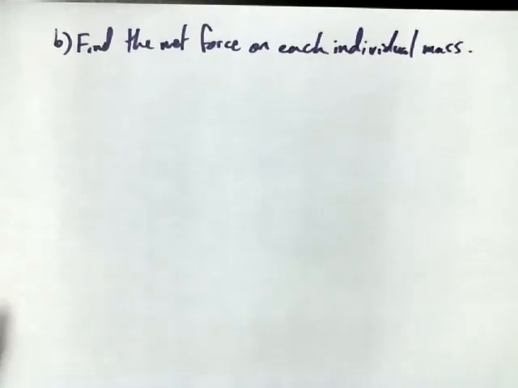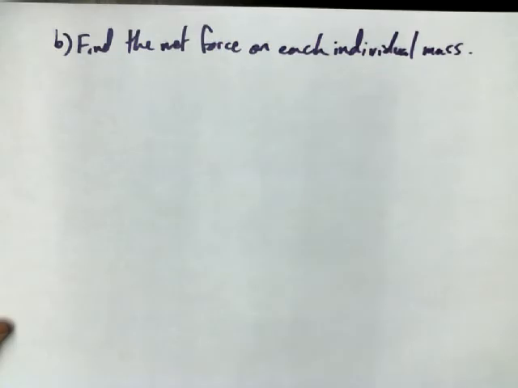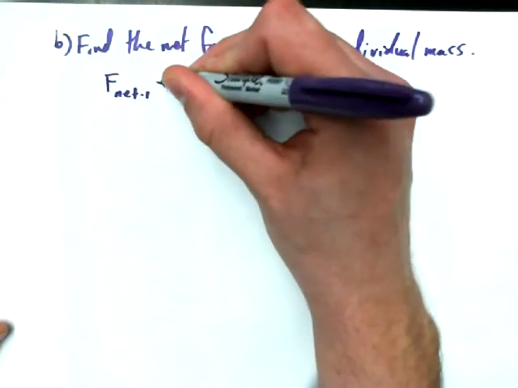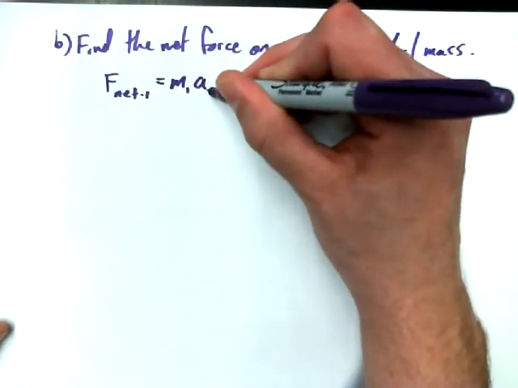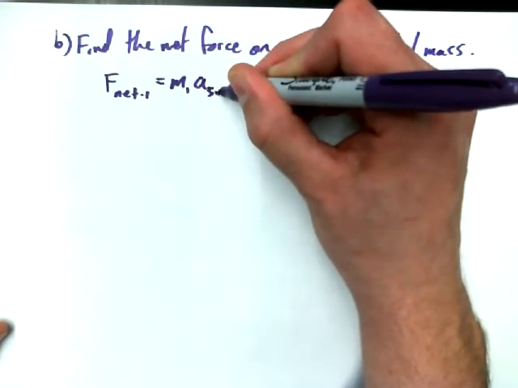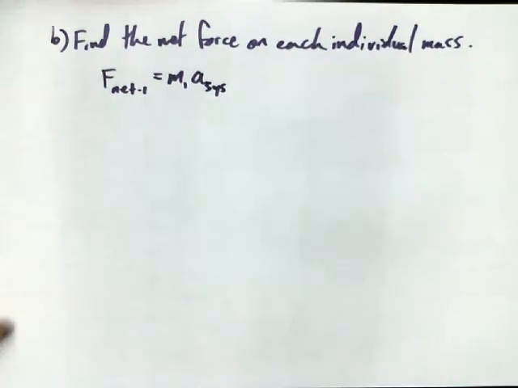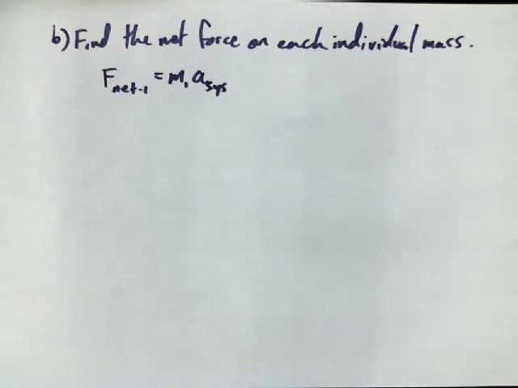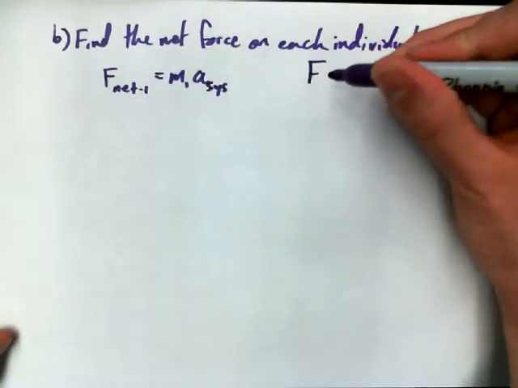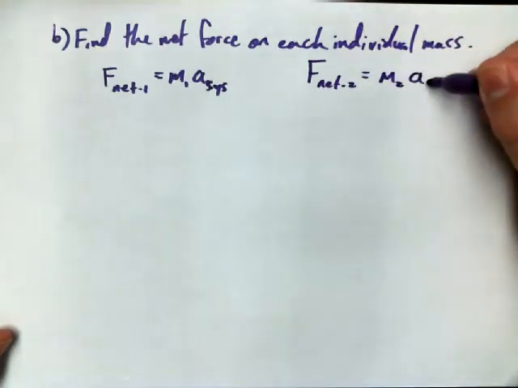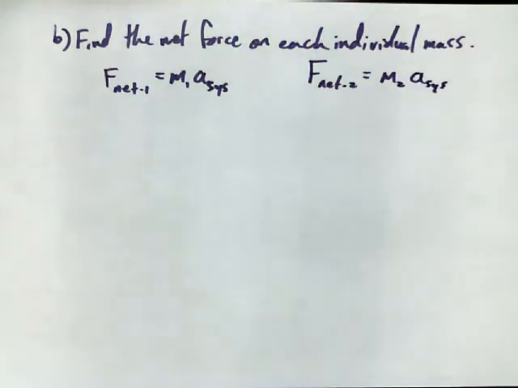Okay, and in this case, again, we could refer back to our free body diagrams, or we could go back to that F equals ma, that Newton's second law. We could say that F net for mass 1 is equal to mass 1 times acceleration of the system, because the acceleration of the system is the same as acceleration of mass 1, because mass 1 is moving along with the system. And I could say that F net for mass 2 is equal to mass 2, again, times the acceleration of the system, because mass 2 is moving along with the system.